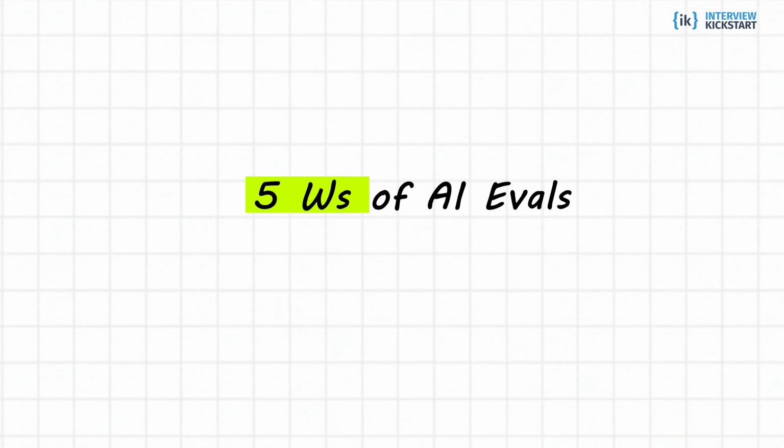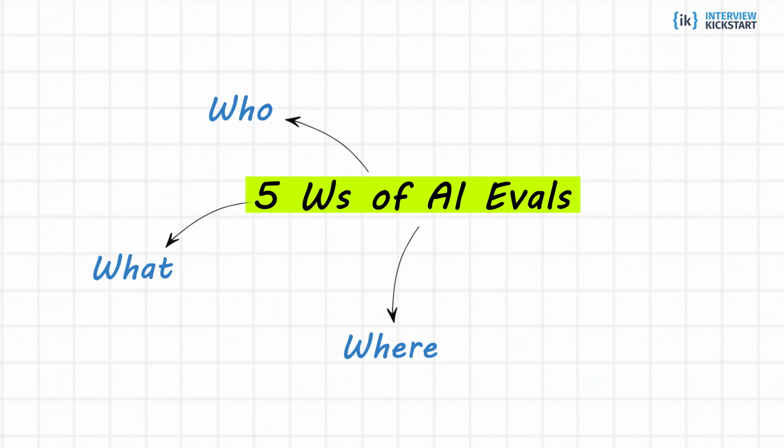So that's what this series is about, AI Evals. Models are temporary and evals are forever. In part 1, we're going to cover the 5 W's of AI evals, or evaluations: who, what, where, when, and why. Then in the next video, we're going to get hands-on with a live example.